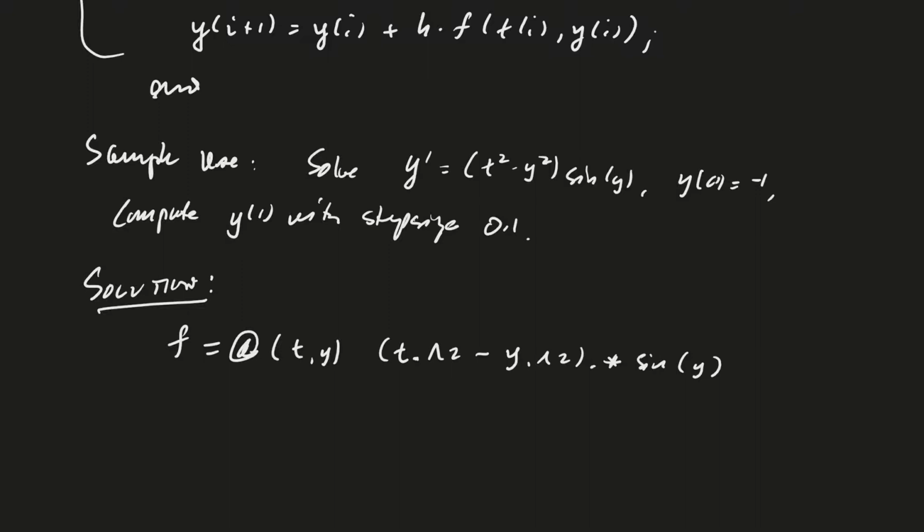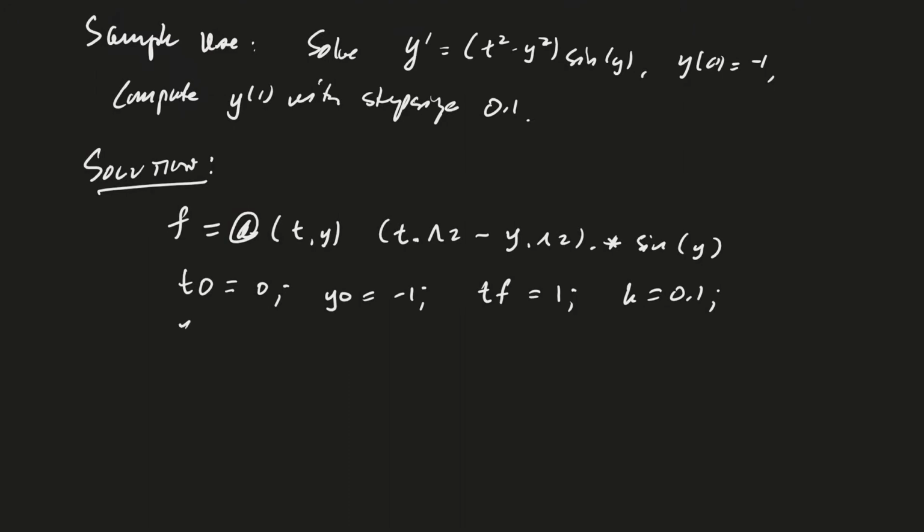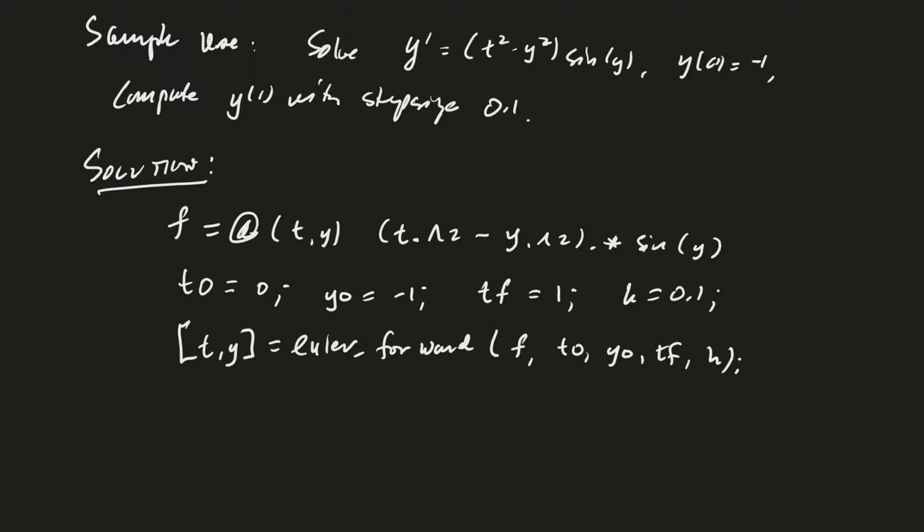Now we just define our t0 to be 0. I don't want y of 0, I want y0 to be negative 1, with semicolons in between. Final time, tf, will be 1, semicolon, and then my h is my step size, 0.1, semicolon. Good. So now finally I will just type in t comma y is equal to Euler_forward f, t0, y0, tf and h, and you're done. So what comes out, t and y, will be computed.